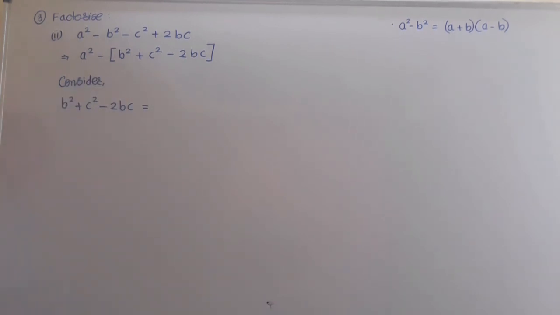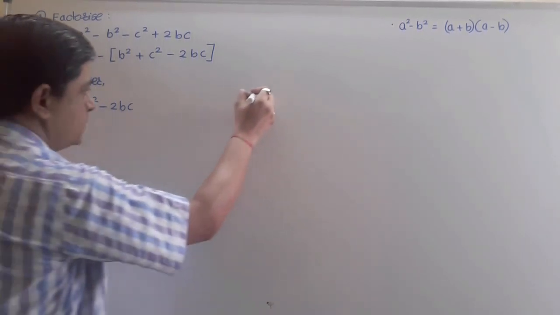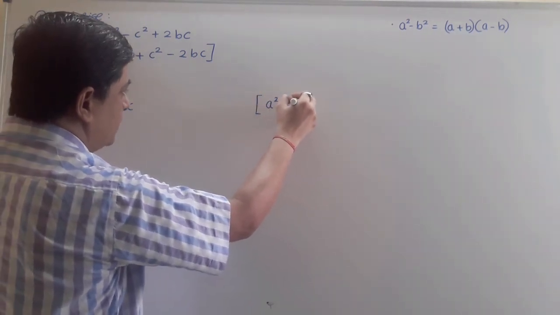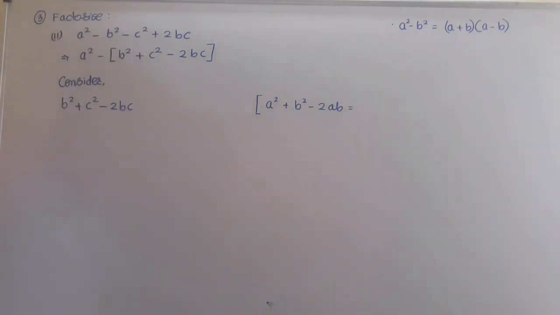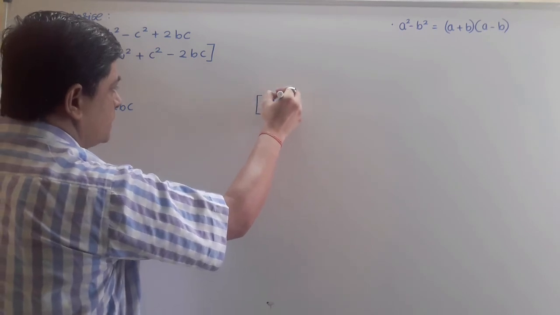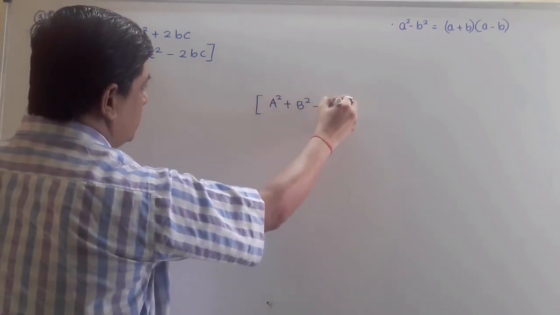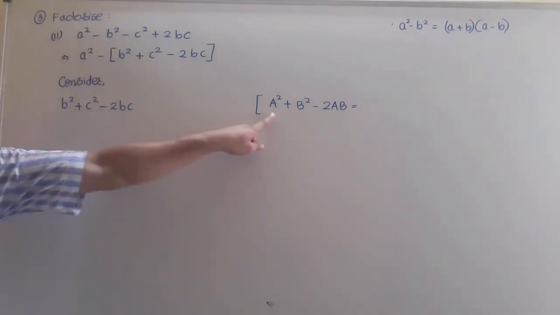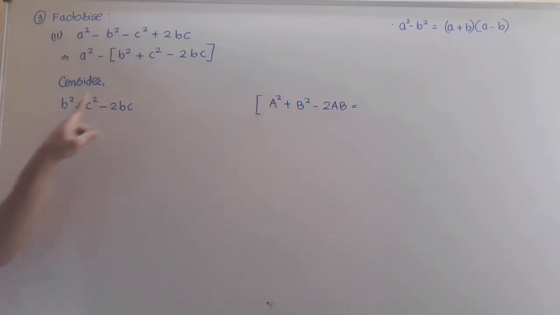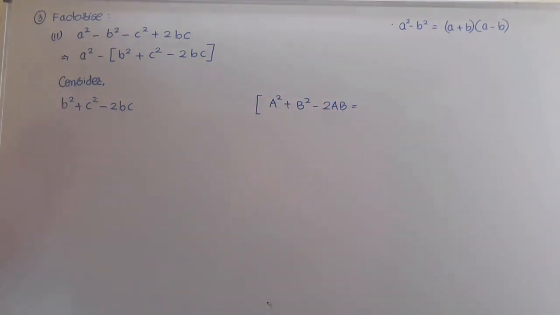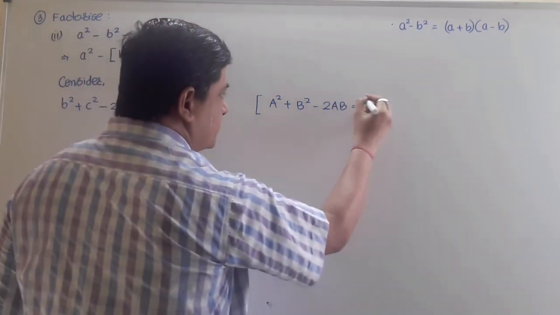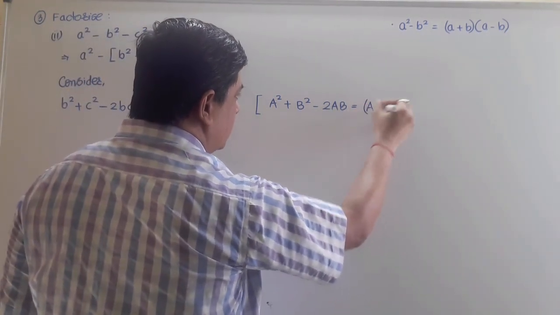Okay, this one you observe, b square plus c square minus 2bc, it is coming in the form of a square plus b square minus 2ab. Can I say like this? Suppose I write this formula in capital letters to avoid any confusion: A square plus B square minus 2AB. Compare: capital A is equal to small b, capital B is equal to small c. Then minus 2 into capital A into capital B, that is 2 into small b into small c. Absolutely the same way it is coming. So the value of this expression is equal to A minus B the whole square.